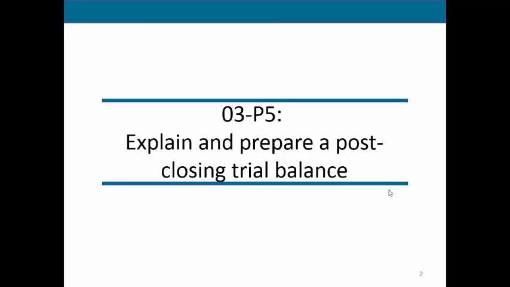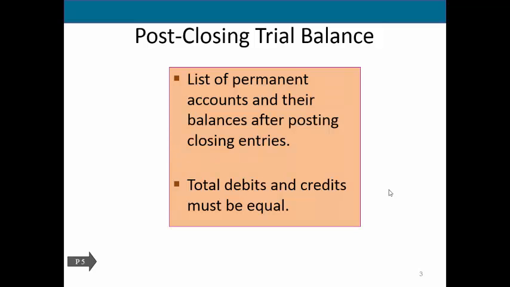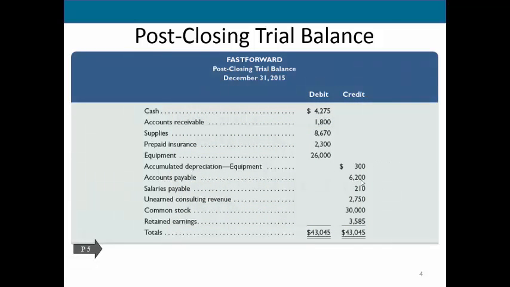Now we can look at what we call the post-closing trial balance. And the post-closing trial balance is just yet another trial balance. But this trial balance is only going to list the permanent accounts and their balances after we have completed the closing entries. So we'll have our permanent accounts, and that means we're going to have all of our accounts besides the temporary accounts.